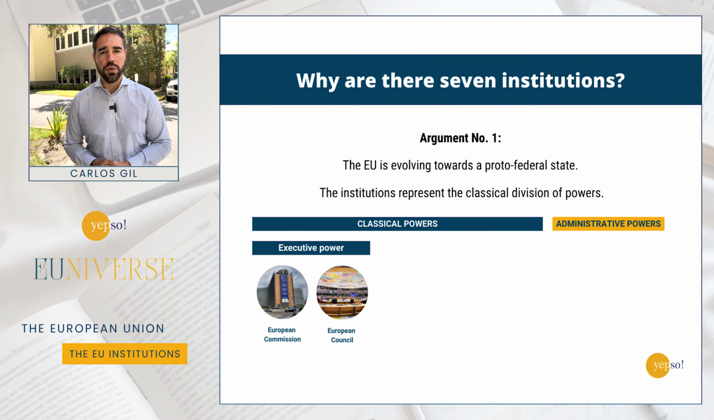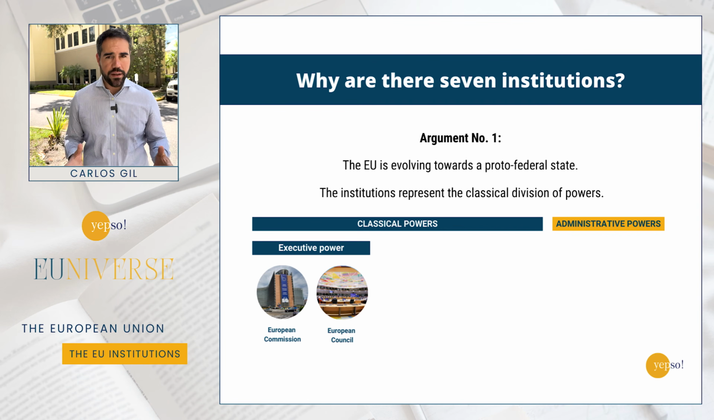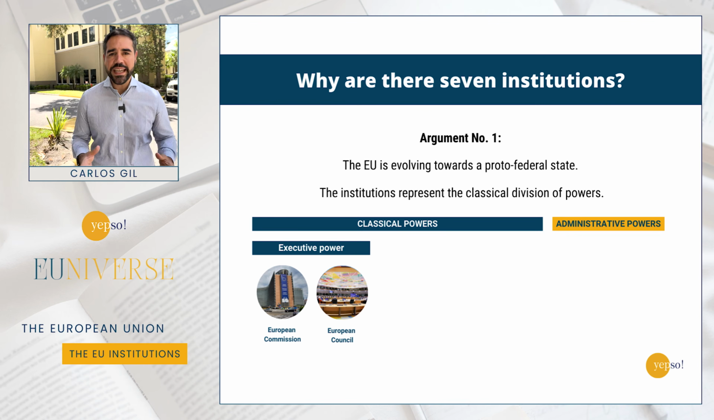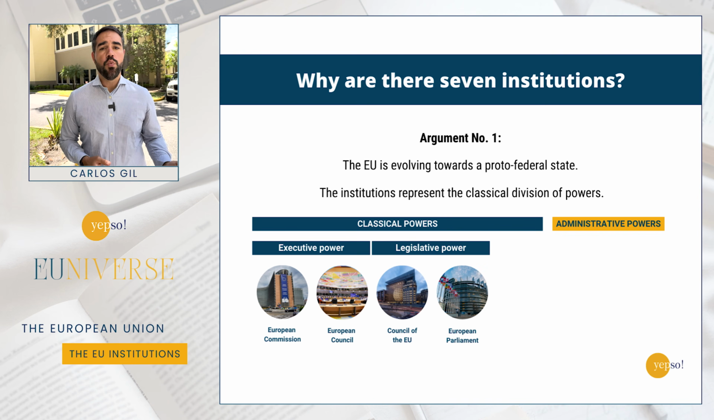Regarding the classical powers, we can say that the European Commission and the European Council, together, in a certain sense, make up what we would call the executive power in a constitutional state. They define the course to take and the ways to achieve the priorities they set. Each operates differently, yes, but in a way we can consider that they together form the executive power of the European Union. On the other hand, we have the legislative power embodied by the European Parliament and the Council of the European Union.